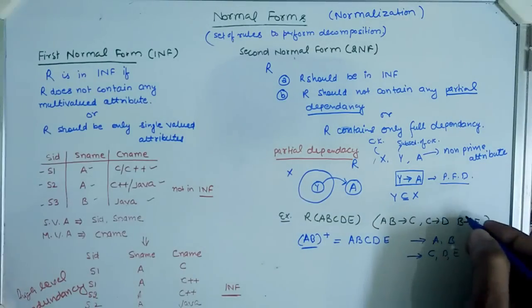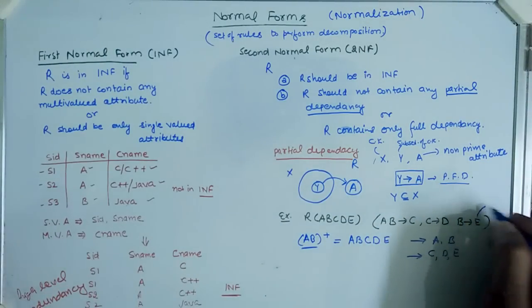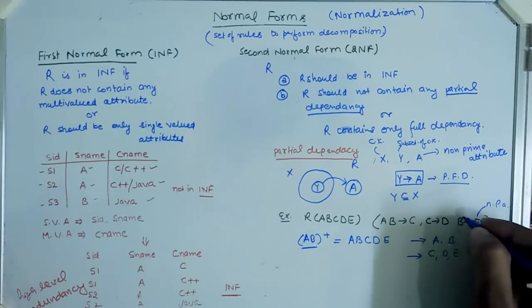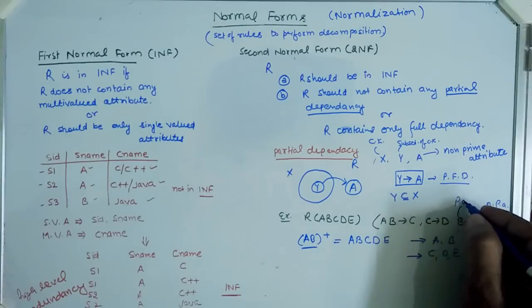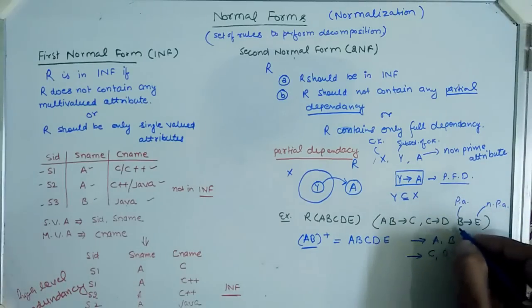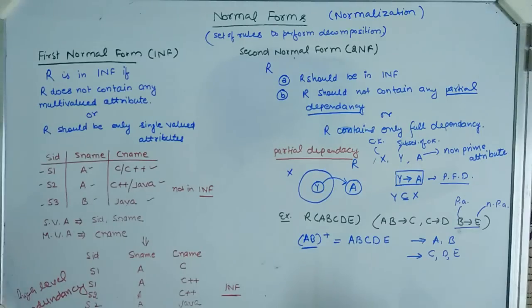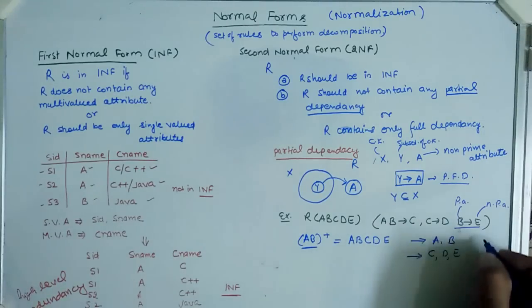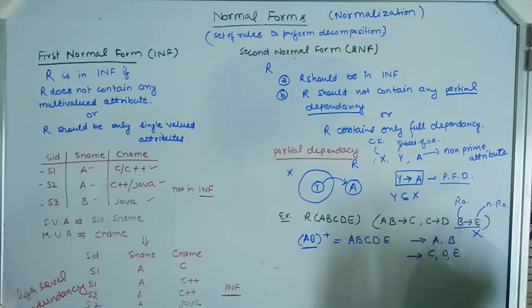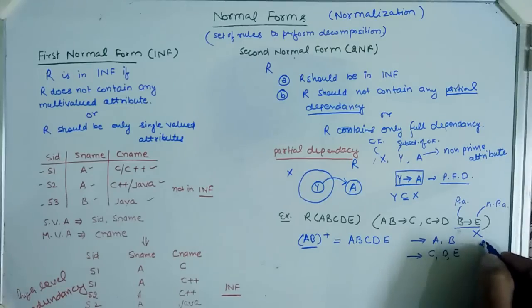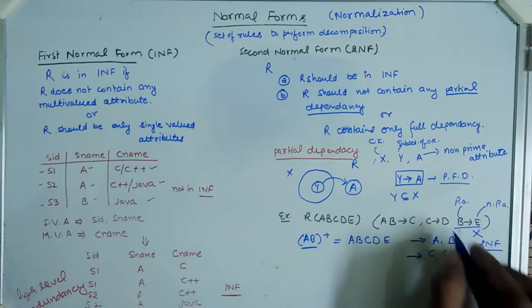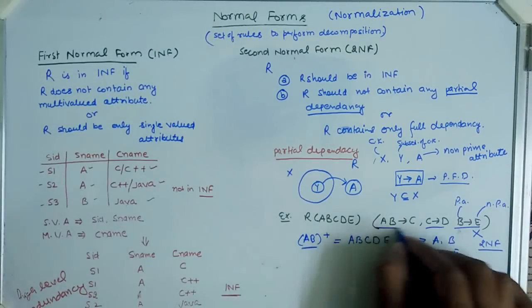So here you can see the B tends to E relationship. Here E is a non-prime attribute, B is a prime attribute, and we have the functional dependency B tends to E. So this condition does not satisfy the second NF property. These two conditions are fine.